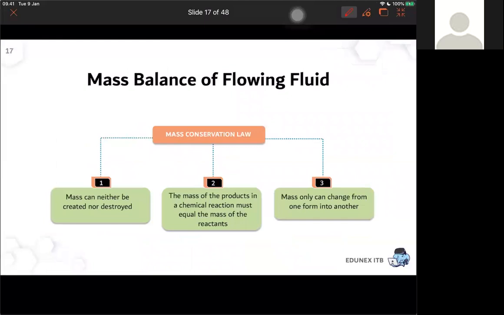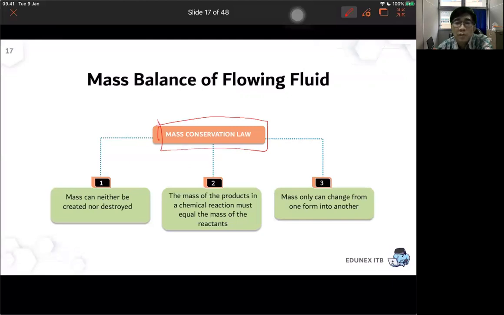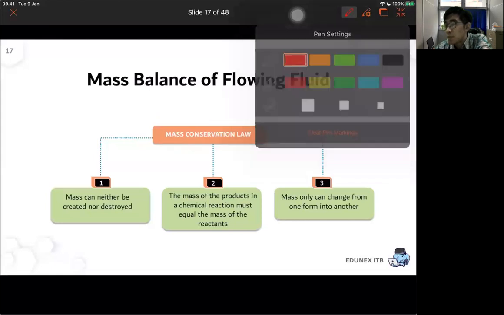I think your class already has the mass balance equation, right? So in flowing fluid, the mass conservation law is also followed. It states that mass can neither be created nor destroyed, and the mass of the product in a chemical reaction must equal the mass of the reactant if the conversion is 100%, of course. The mass can only change from one form into another. Okay, that's the basic principle of mass balance.